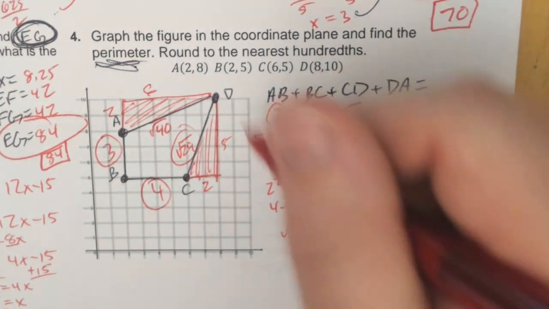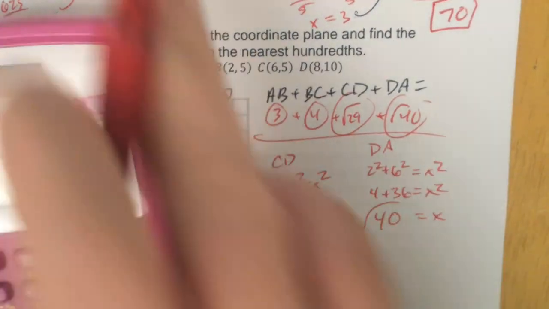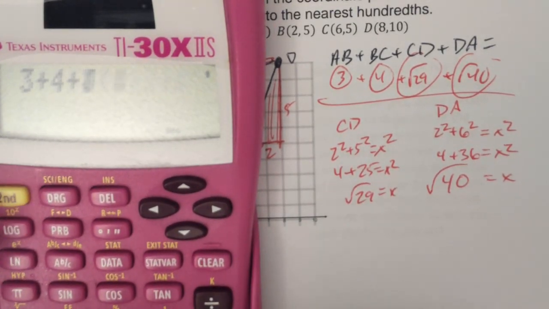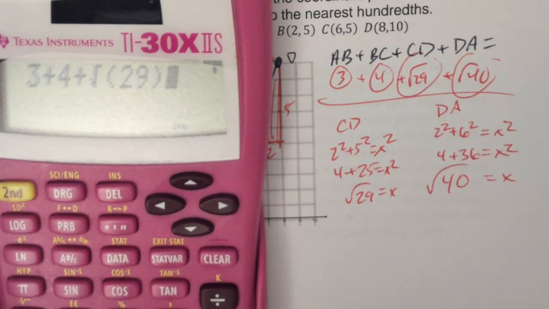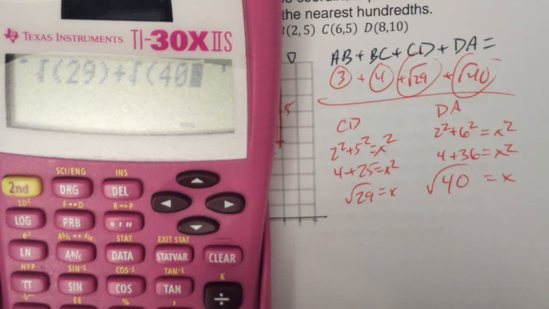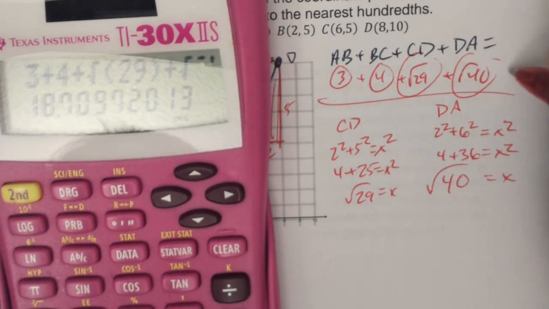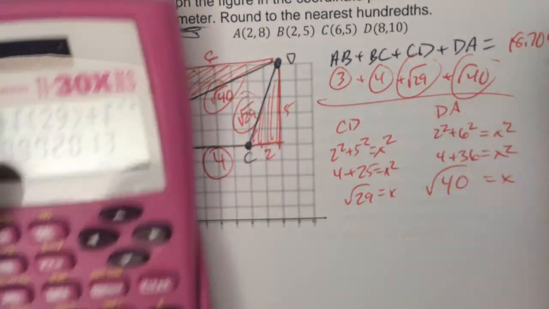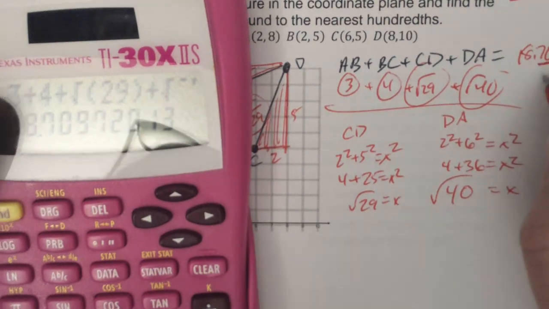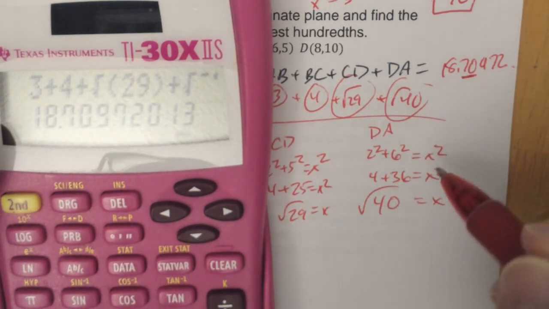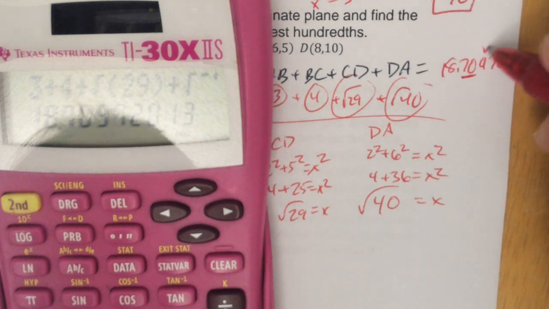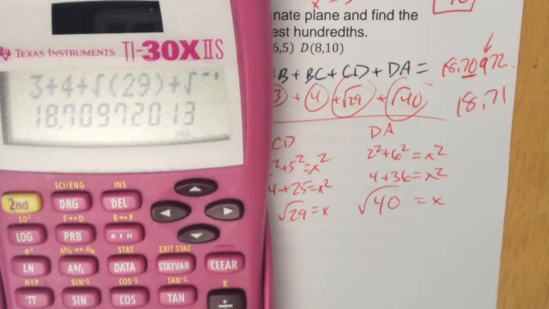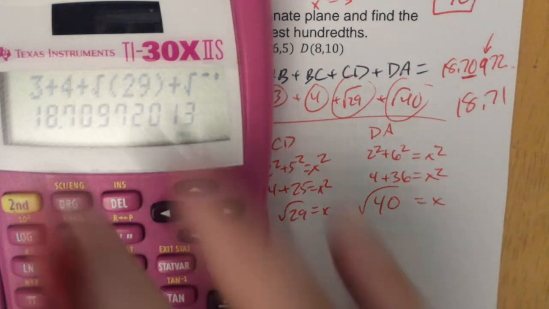Okay, so now all we have to do is add those together. All right, so in my calculator, we have 3 plus 4 plus the square root of 29, close those parentheses, plus the square root of 40, close those parentheses. And we get 18.70972, and it keeps going, and it sits in your hundredths. So are we staying at 18.70, or are we going up to 18.71? That decision is made by that 9. So 18.71 is my final answer. And there you go.